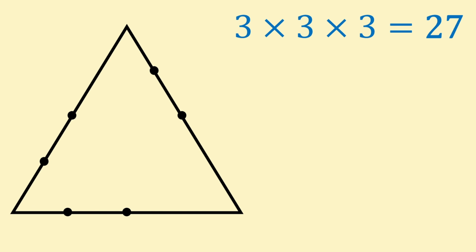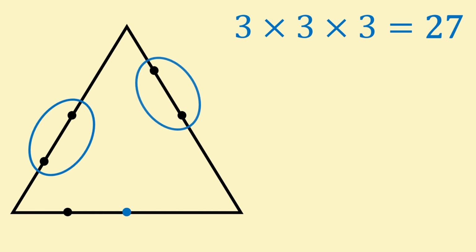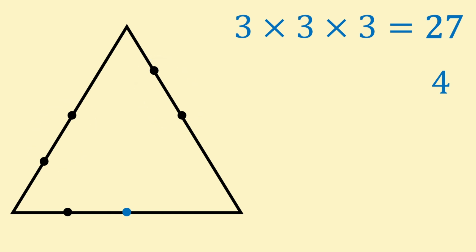Let's take a look at one point at the base of the triangle. We can connect this point to any of the 4 points circled. There are 4 different possibilities. Now, connecting that point to one of them leaves us with the diagram shown.